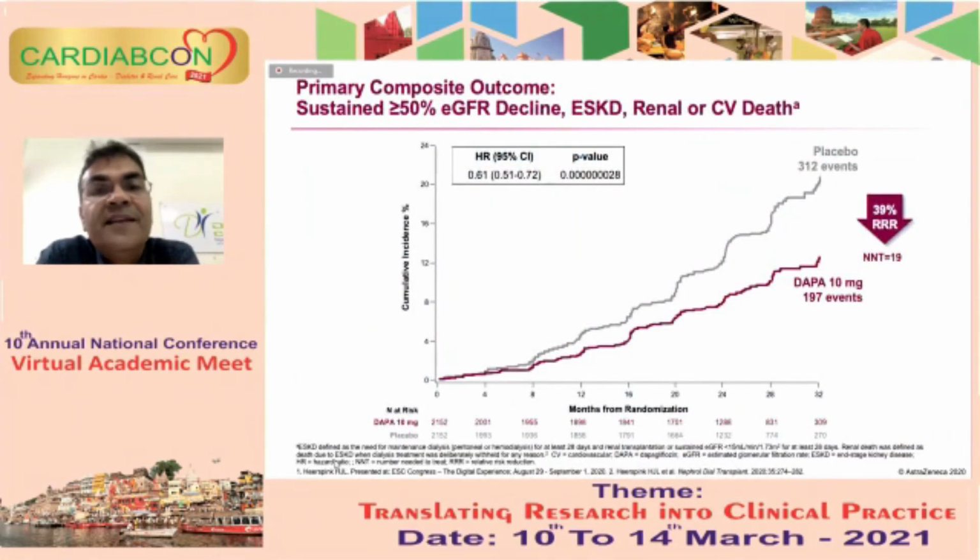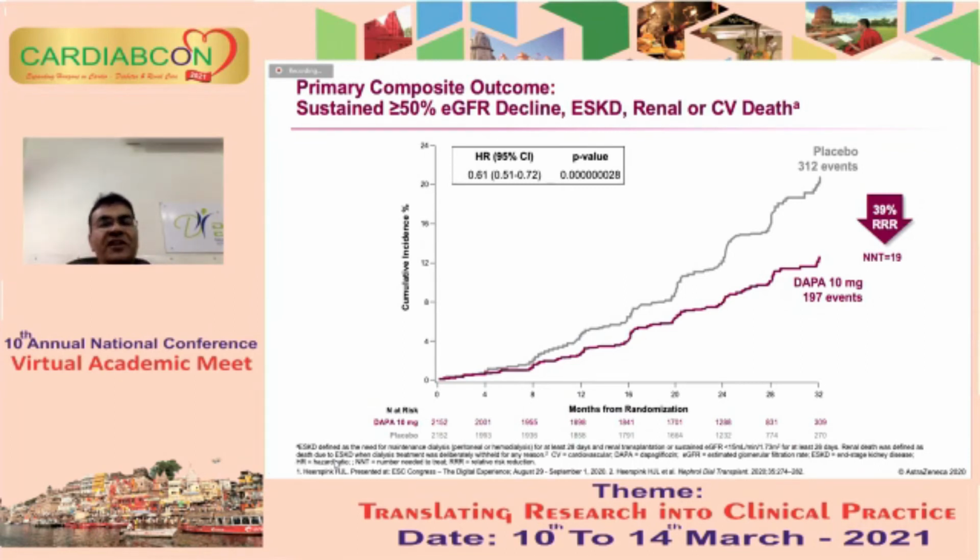Now, again, the primary composite outcome was sustained more than 50% eGFR decline, ESKD, renal or CV death. You can see here there was a 39% relative risk reduction. And again, this benefit you could see from the 4th month in a 32-month trial. NNT is again 19. So in 19 patients, if we are treating for renal benefit with DAPA, whether they are diabetic or non-diabetic, with eGFR of less than 75, you will find the benefit within 3 months, and that benefit continued, and relative risk reduction was 39% with a significant p-value.